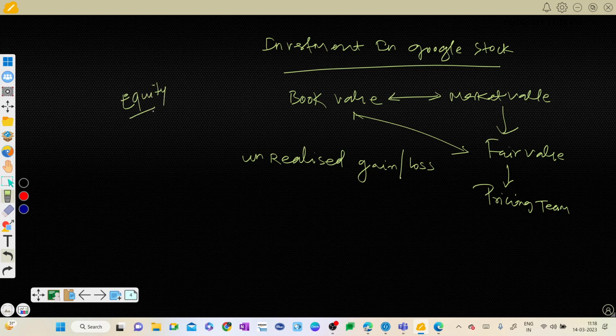On top of that equity, we have a mark to market pricing indicator. Mark to market means that equity's value would be based on fair value through profit and loss. Whatever change would be, that change you need to record it somewhere.